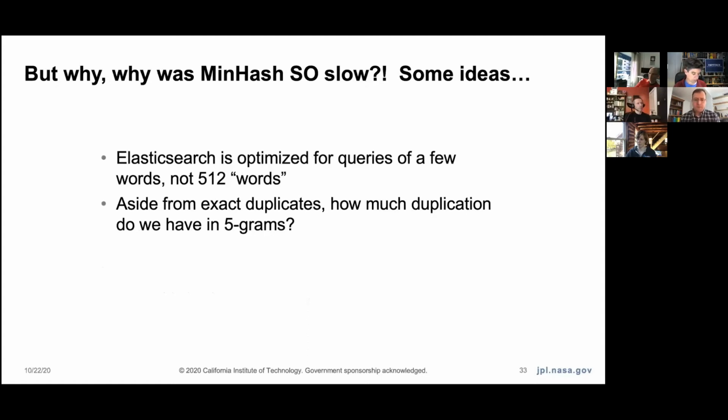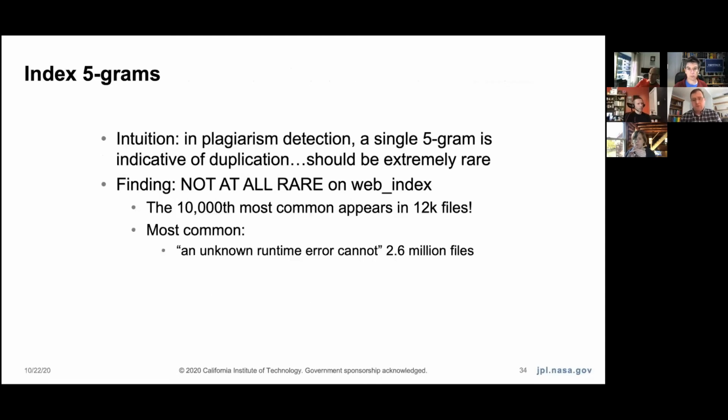So the notion with minhash is that if you're indexing 5-grams, those should be pretty rare. What I found was that in this index, the 5-grams were not at all rare, and there were a lot of very common 5-grams. And the way I found this was I re-indexed the documents with a 5-gram standard analyzer in Solr. And then I just wrote a little thing to hit the Solr terms API and take the 10,000 most common 5-grams that showed up in the index.